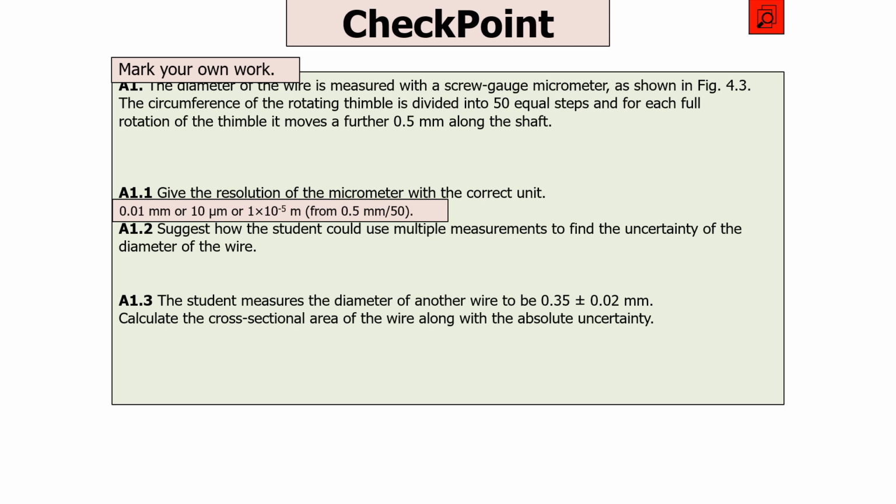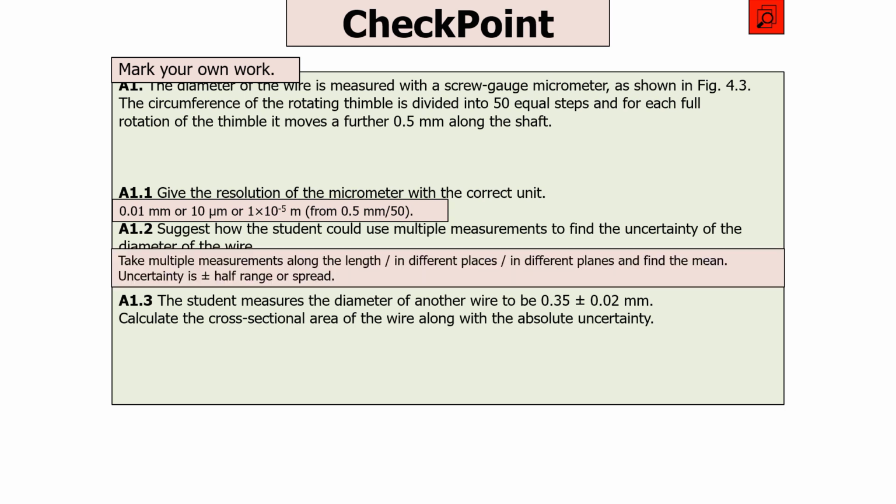Now, when you're using that to work out the diameter of a wire, yes, you've got to take multiple measurements, but you've got to take them in different places or different planes of that particular wire. Once you've done that, you can then work out the uncertainty because it's going to be half of the range of the values that you've been given.